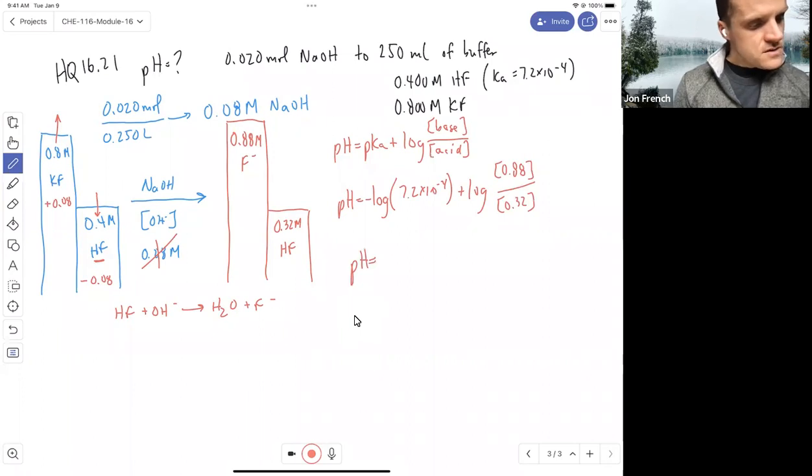So negative log of 7.2 times 10 to the minus 4, and I'm going to add in the log of 0.88 divided by 0.32. And I get a pH of something like 3.58 for that.